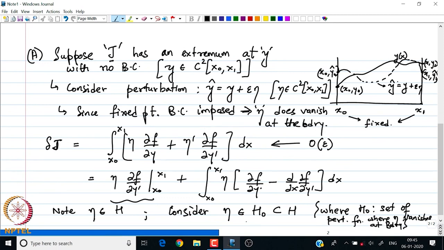So, certainly H naught, which is the set of all perturbation functions where eta vanishes at the boundary, is a subset of the general class of perturbation functions. So, if we consider this eta, which is also in H, it should also satisfy, let me call this as 2 here, because my 1 is this quantity here. So, I call this quantity as 1, okay. So, certainly for this eta, let me call this as eta naught, to distinguish from this eta in the general class of perturbation functions. So, for eta naught, certainly 2 is satisfied, right, and eta naught is quite arbitrary. So, which means for an arbitrary eta naught, this integral will be 0.